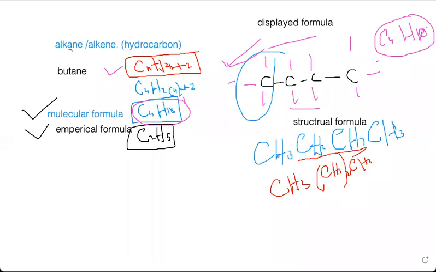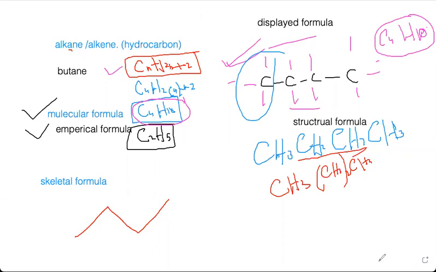Okay, now what is a skeletal formula? A skeletal formula. Okay, for the skeletal formula, see, 4 carbons: 1, 2, 3, 4.